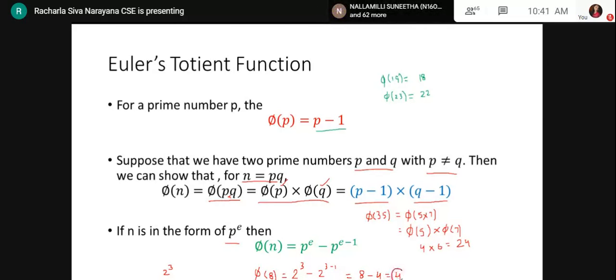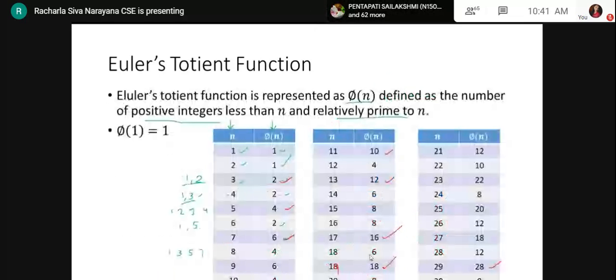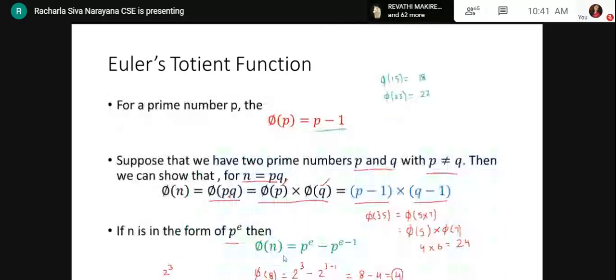So in this way we can find the totient values, or the number of relative primes, for a number. These are the shortcuts for finding relative prime numbers for a number. For the value 8 there are 4 relative prime numbers, so phi of n is 4. So this is Euler's totient function.